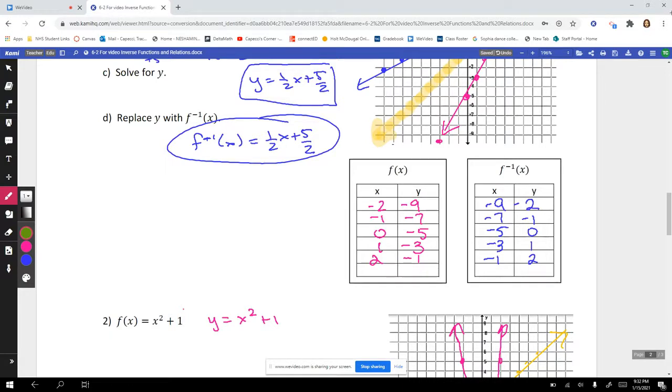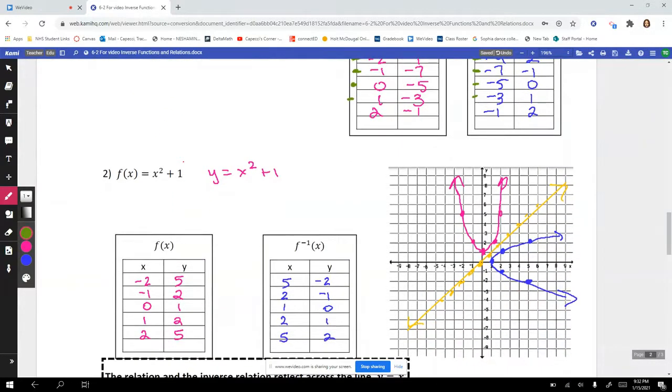When I make a table for my original function, I'm just exchanging my x and y's for every single point. So I may make a table for my first function, and for my inverse, I just have to reverse it. I don't have to calculate it all again. So that might be a reason why you might want to use a table. Okay, let's take a look at number 2.